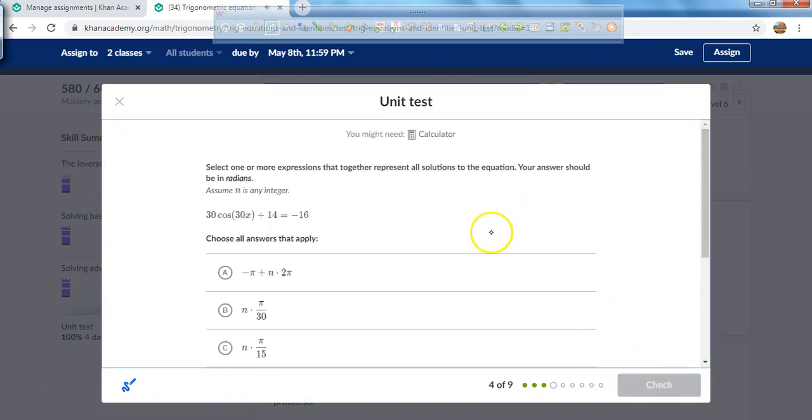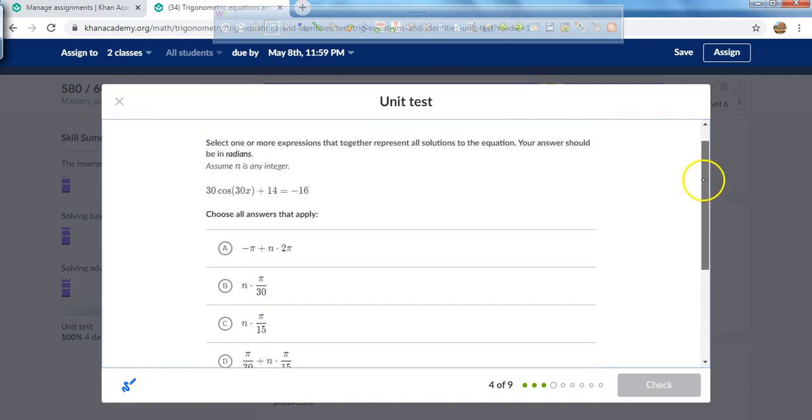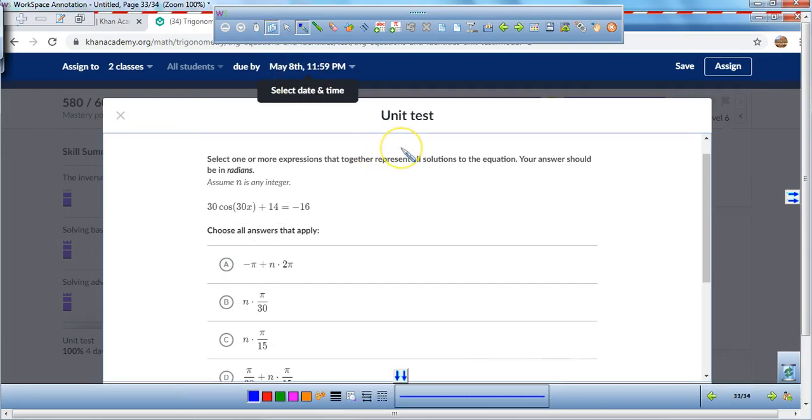All right. So right now, what we're going to do is select one or more expressions that deal with this problem. This is going to go a lot faster than the last one because I'm not going to do a whole unit circle over a whole bunch of angles. We're just going to solve it. So let's get your pencils out and let's get to solving.